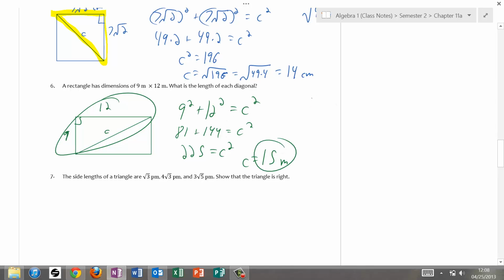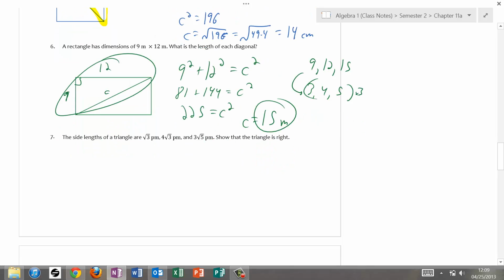Now, any time that you have perfection like that, this was 9, 12, and 15, we're going to look at that and reduce that down and see that that was actually 3, 4, and 5, but times 3. That was one of the Pythagorean triples we talked about earlier.